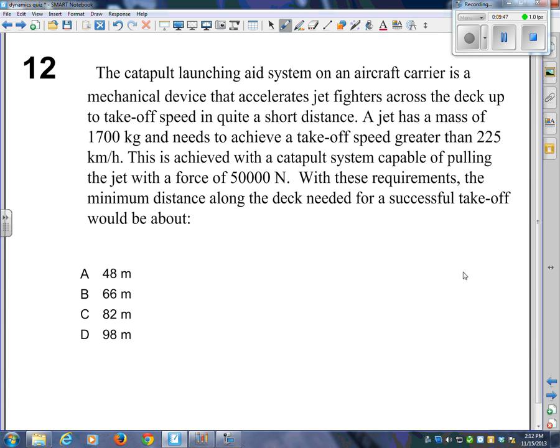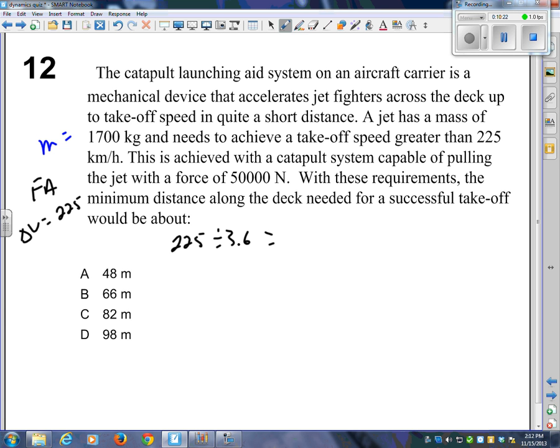Too hard. What do we got here? We got a mass. We've got an applied force of about 50,000, and we need a change in velocity of 225. Do you get the feeling that we should convert that 225? Yes. Because this is in meters, and this is mass. We know that the acceleration is going to be meters per second squared. So first step, 225 divided by 3.6.